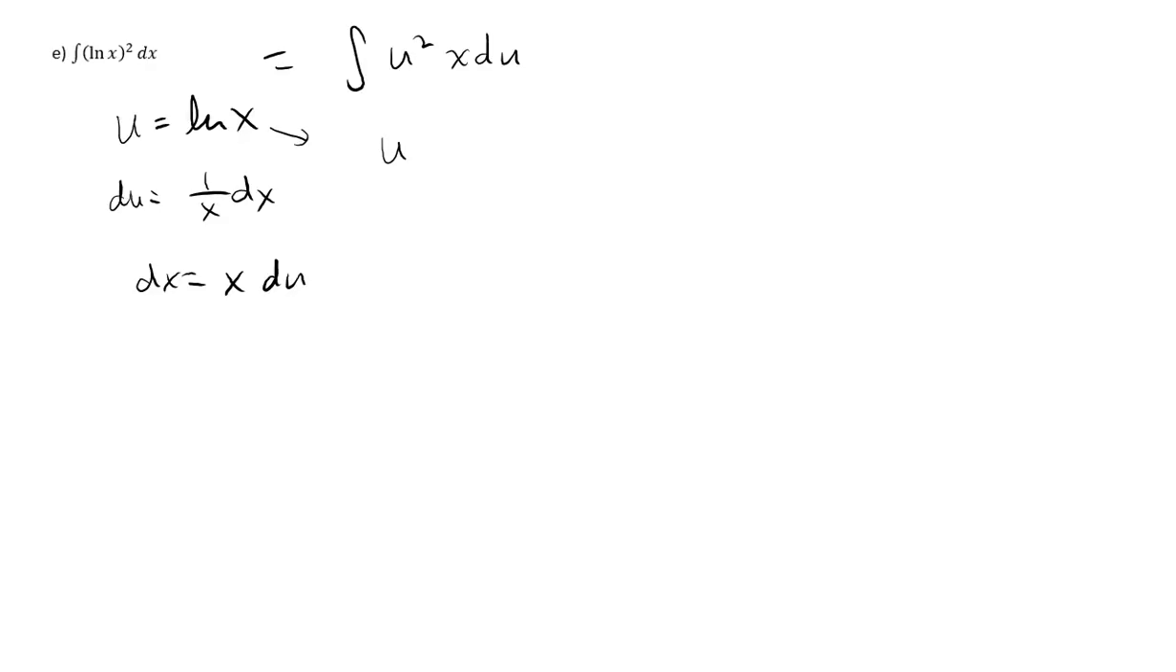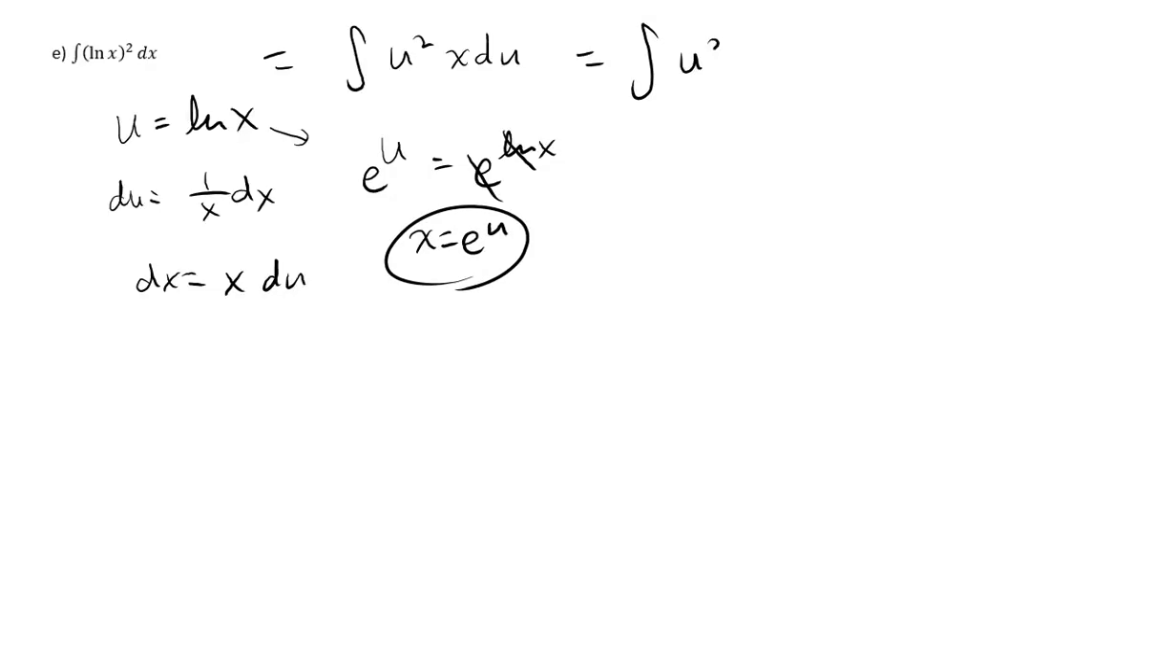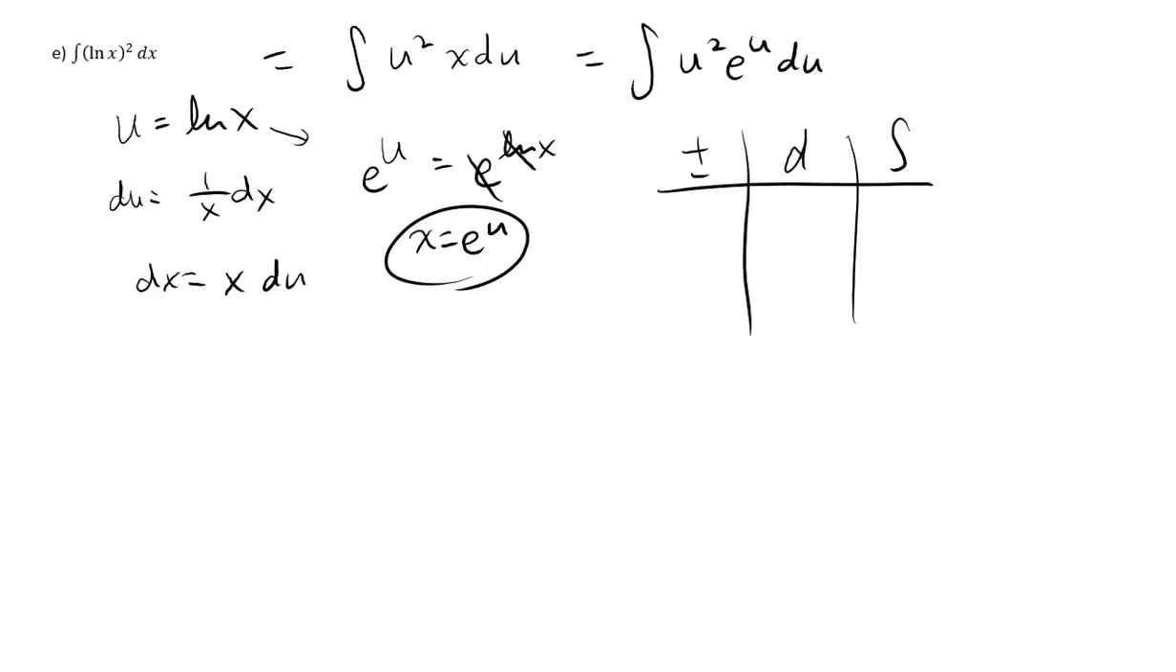How do you solve this for x? Well, to get rid of ln, what you need to do is raise both sides over e so that this cancels, so you have x equal to e to the u. So that gives you the integral of u squared e to the u du, and I'll happily apply the tabular method, forgive me for doing this.